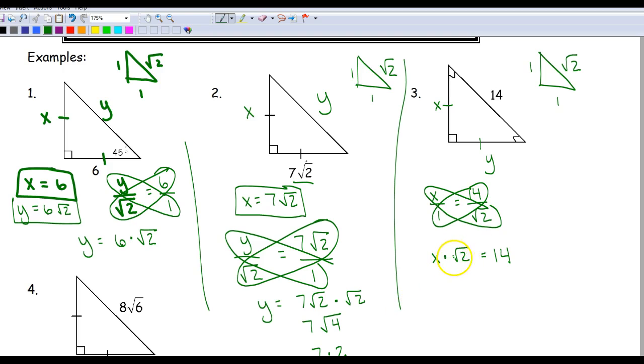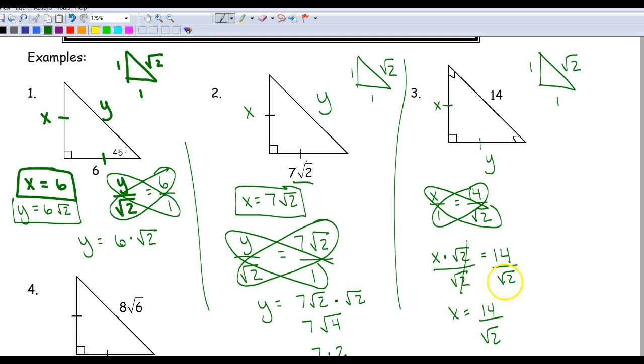We want to get rid of the times root 2. To get rid of the times, you would want to divide by root 2. All right, because you want to get x by itself. So to get rid of the times root 2, we divide. When we divide, these cancel. So we're left with x equals 14 over root 2.